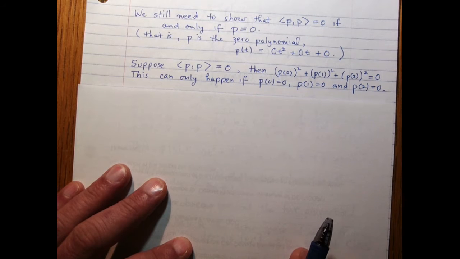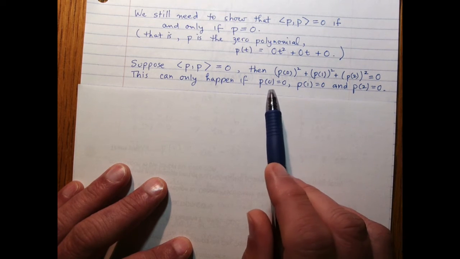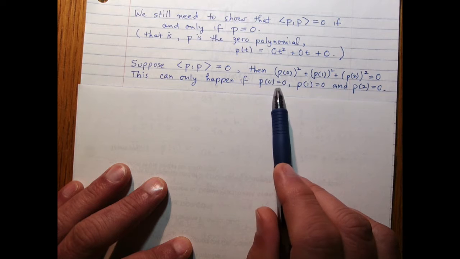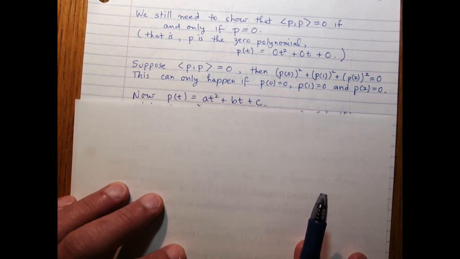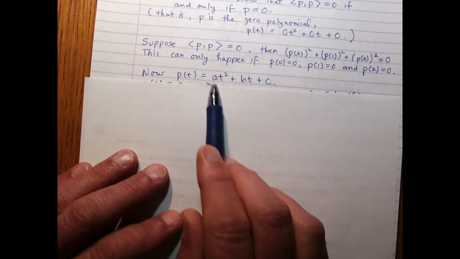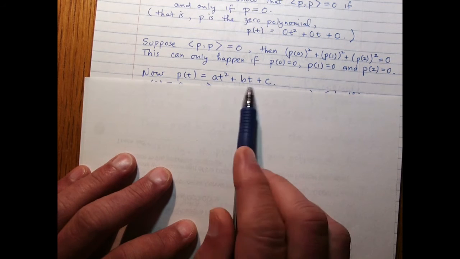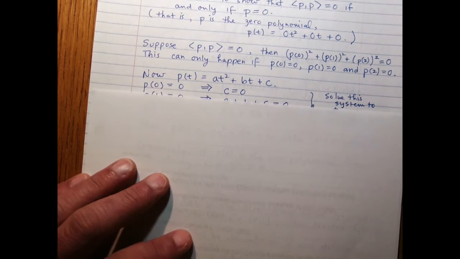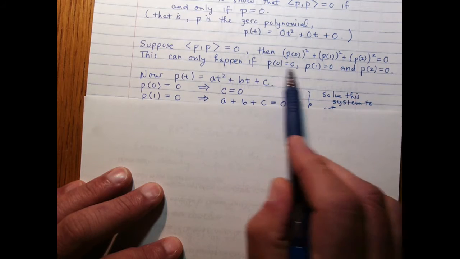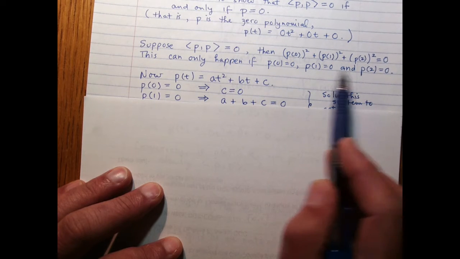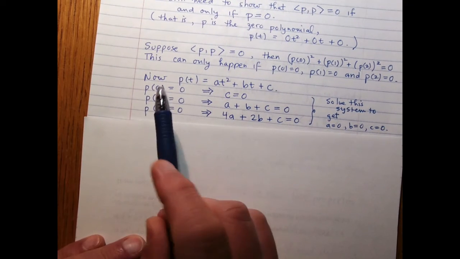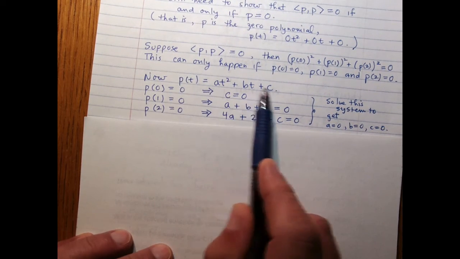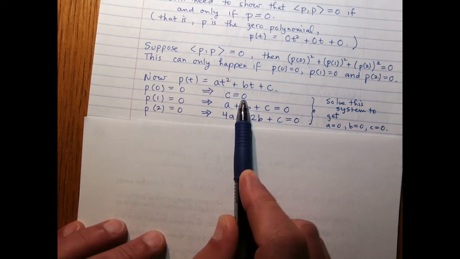So this is a little bit subtle, right? We're saying we don't know we have the 0 polynomial yet. All we know is that we have a polynomial where these three values come out to be 0. So now I am going to actually plug into this general form of p of t, at squared plus bt plus c equals 0. What does this tell me about what that polynomial p has to be? Well, let's see what that says. That says if p of 0 is 0, if I plug into this general form, I get c is equal to 0. Okay, c is 0.